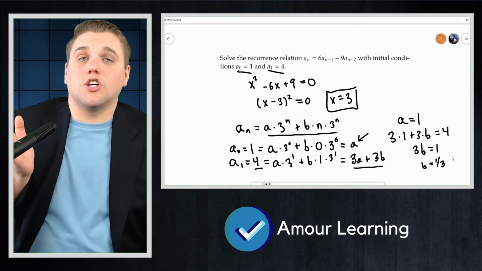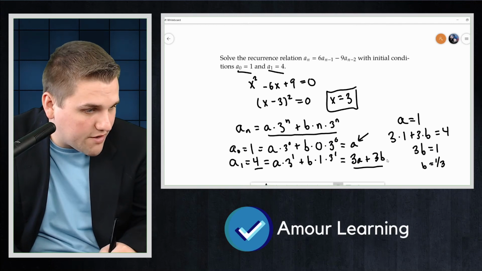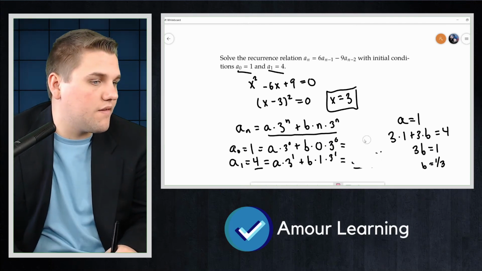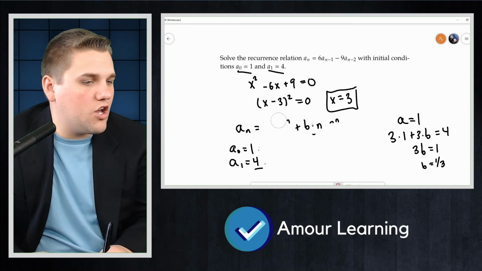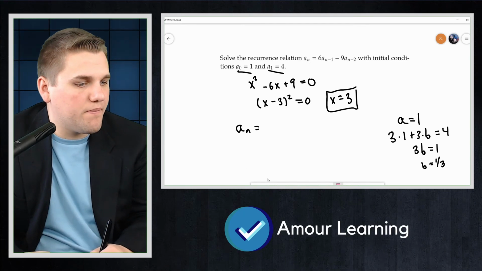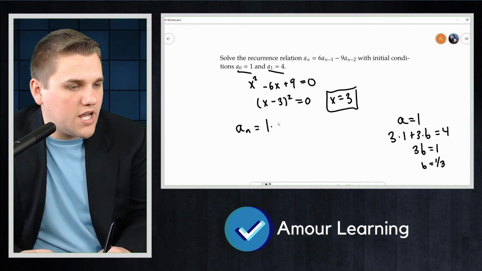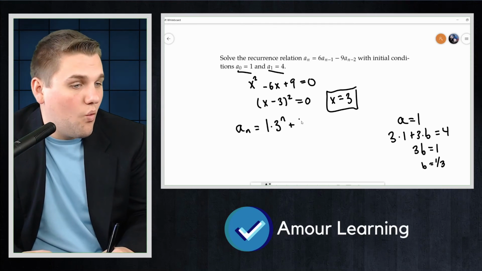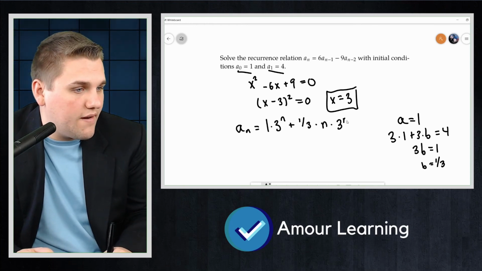All right, therefore, the solution to the recurrence relation is an equals 1 times 3 to the n plus 1/3 times n times 3 to the n.